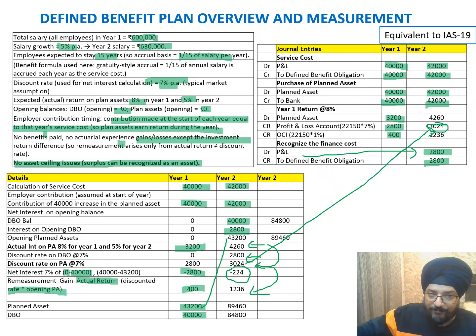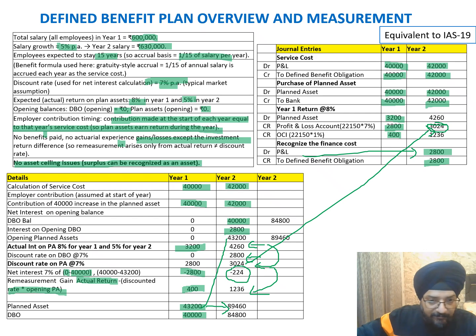If you look at the total planned asset in this case, my planned asset was 43,200 at the beginning of the year, right? And then we have earned the interest of 4,260. So when this is added to my 43,200, my closing planned asset will become 89,460.